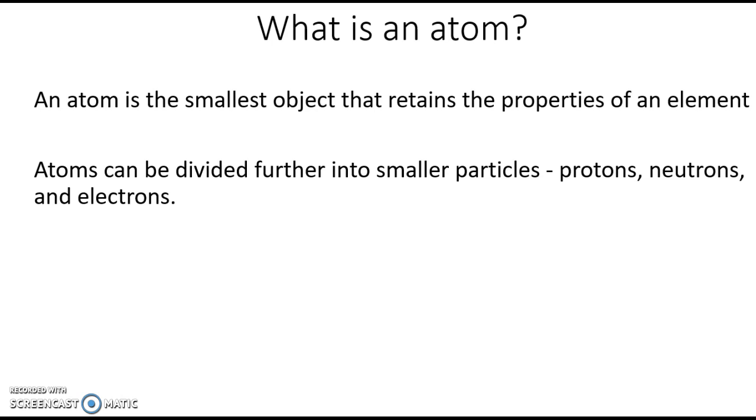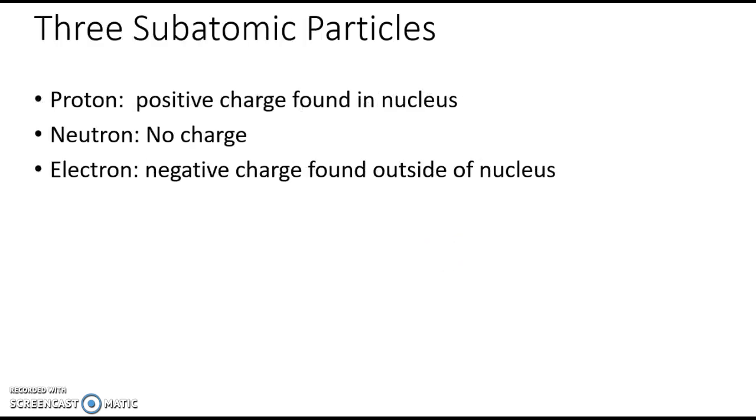So what we're going to talk about today is what is an atom, and then we're going to talk about an isotope. So first, what is an atom? An atom is the smallest object that retains the properties of an element. Atoms can be divided further into smaller particles: protons, neutrons, and electrons. These are called subatomic particles. They're what make up an atom. There are three subatomic particles.